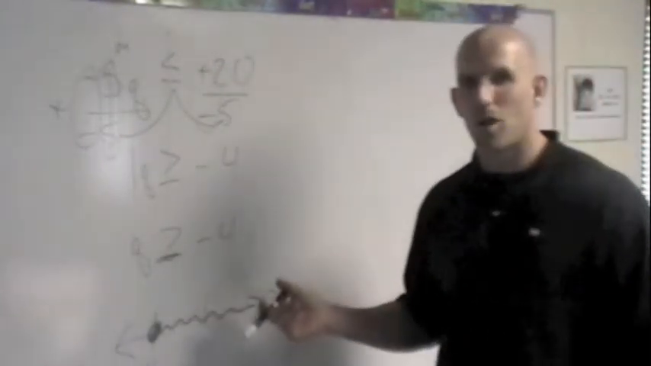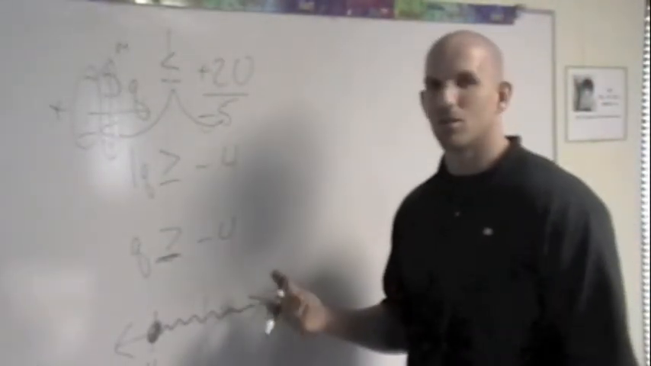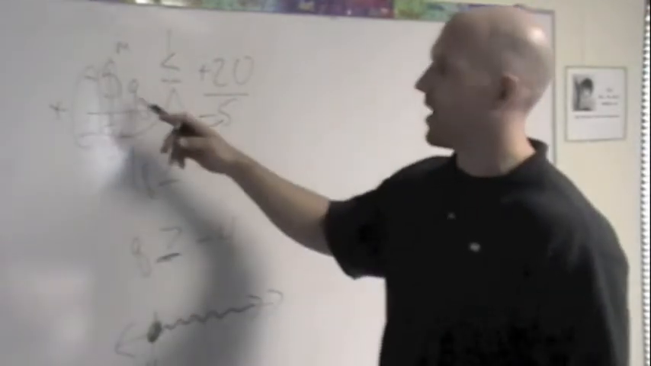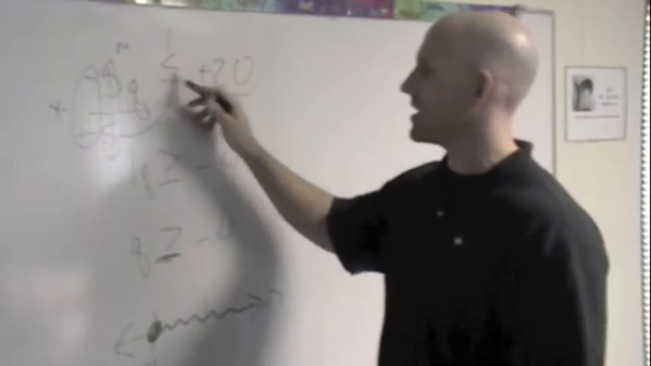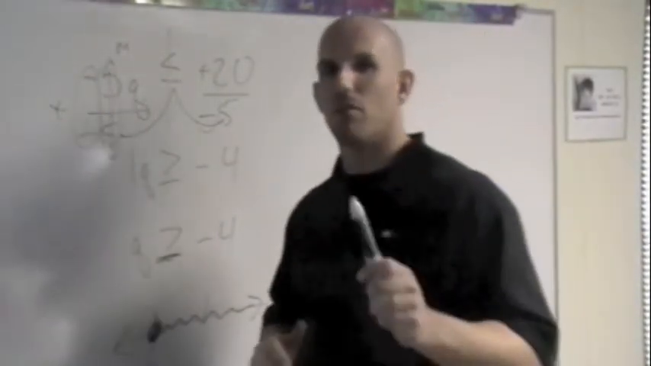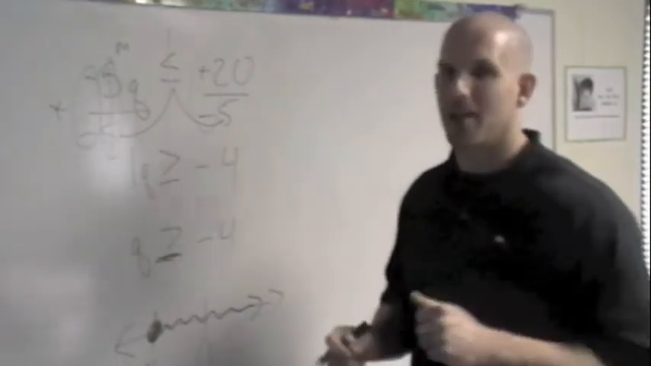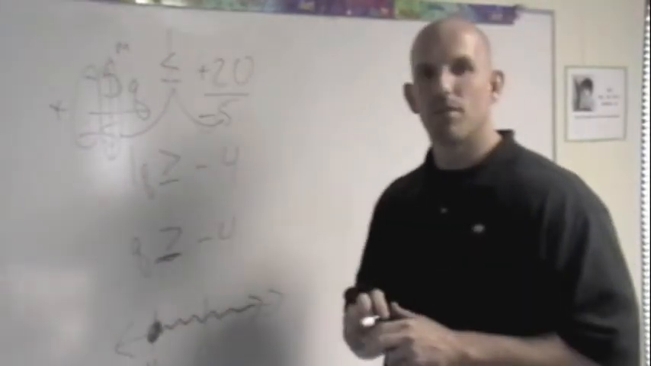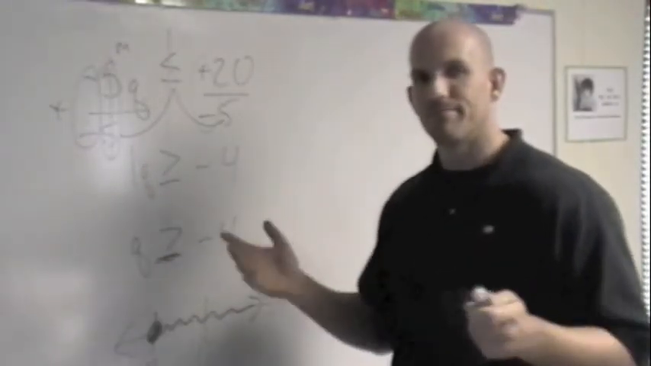Again, great chance to check with the 0. 0 is a great one to check with. Negative 5 times 0 is 0. 0 is less than or equal to positive 20. Sure is. We're good to go. Okay? And that's inequalities. Just don't forget, when you multiply or divide by a negative, flip that inequality sign around. Good luck.